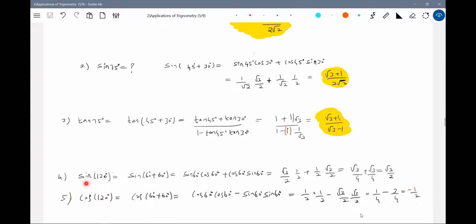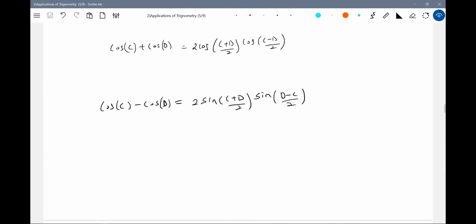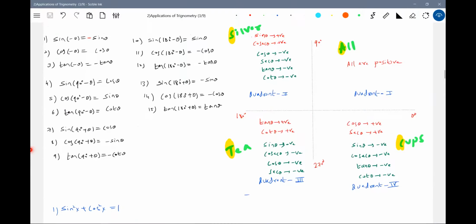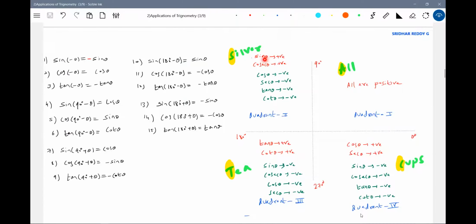So see now, sine of 120 degrees is root 3 by 2. I said that sine theta will be positive in the second quadrant, and the remaining all are negative. Now you can ask questions. Here sin theta is positive, cos theta is negative. Sin 120 we got a positive value. Cos 120 was negative. That's what I was insisting here.